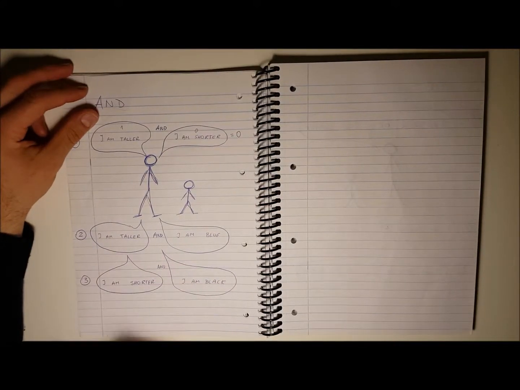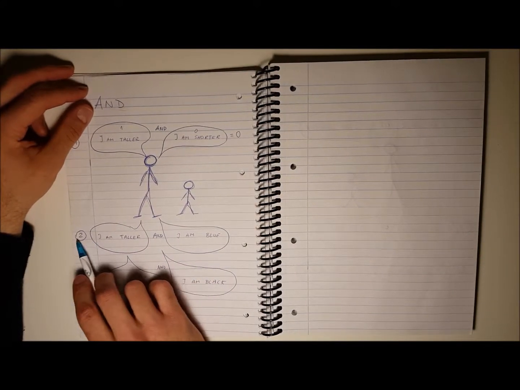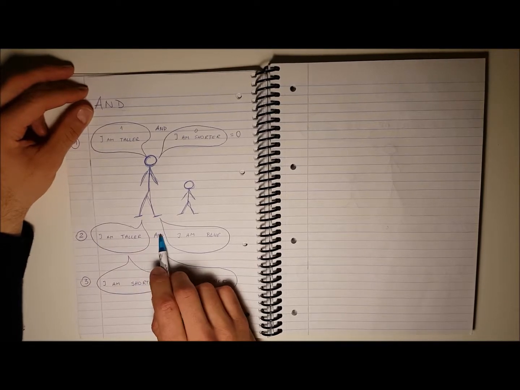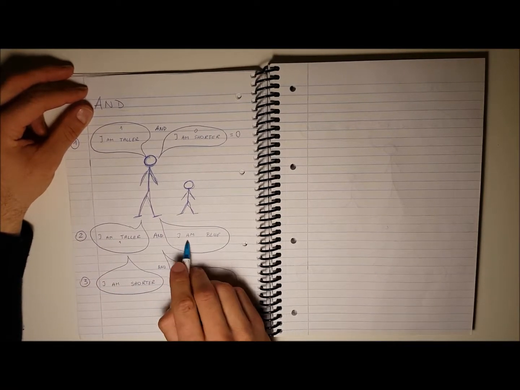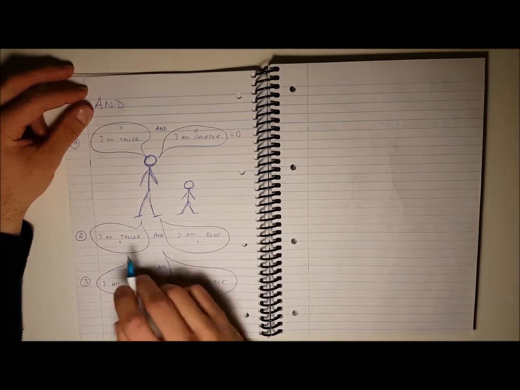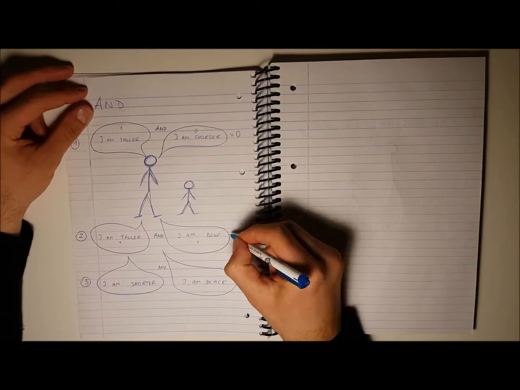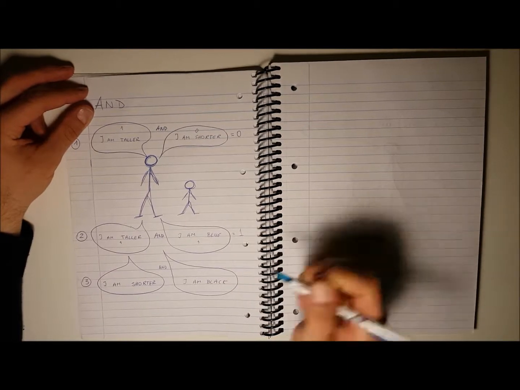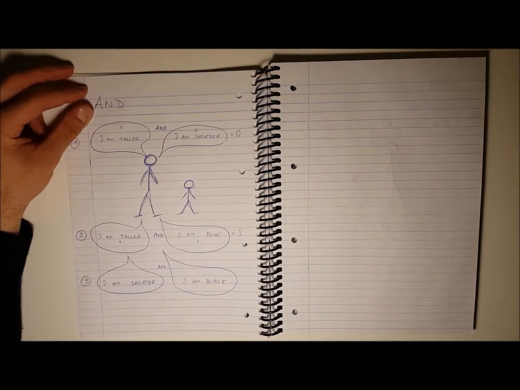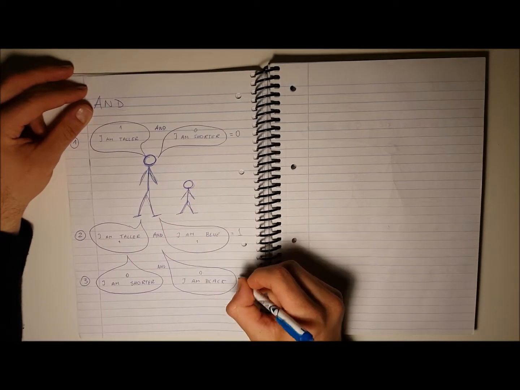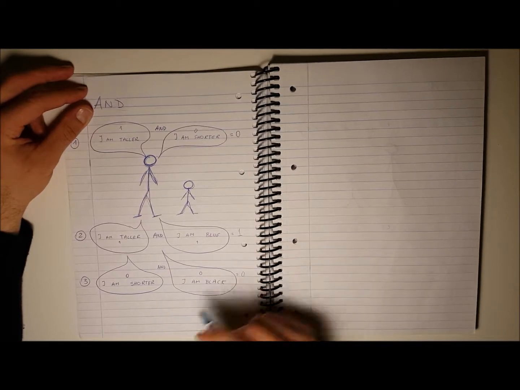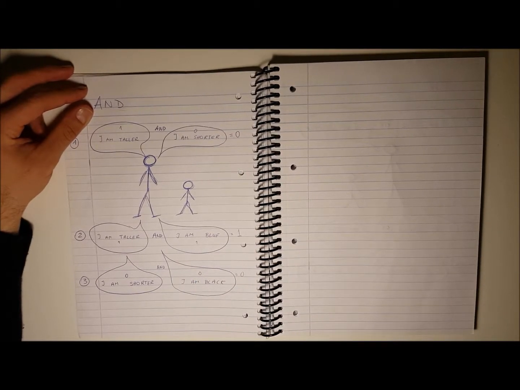Okay, in the second situation, I am taller and I am blue. That's true, you are taller and you are indeed blue. That's fine, so altogether that makes sense. I'll say this is 1. And then, I am shorter, no you're not. And I am black, no you're not. Both are wrong, so that's obviously false. False and false equals false, yeah?